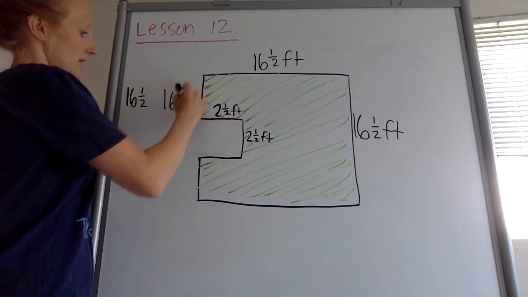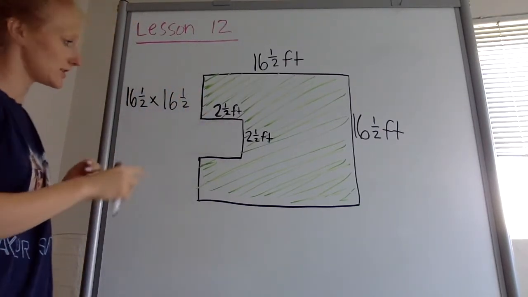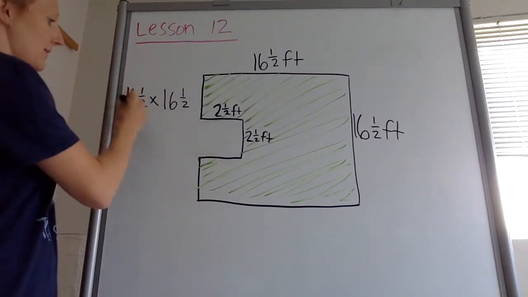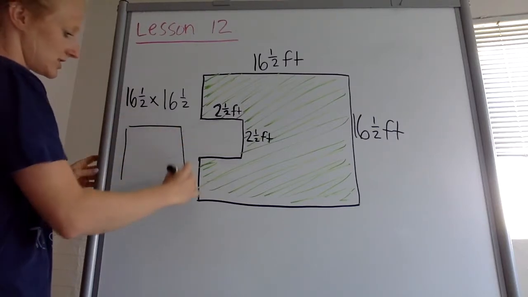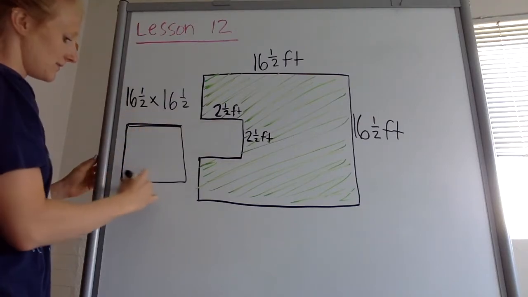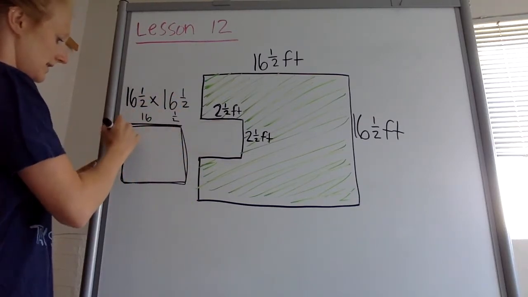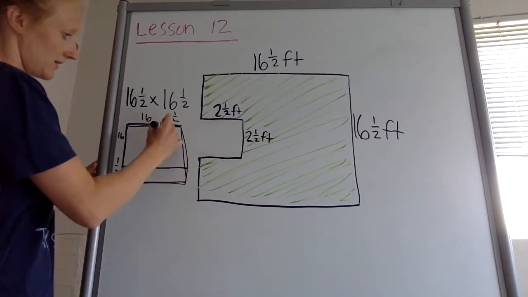So when I do area, I do length times width. So what you have to do is do 16.5 times 16.5. I'm going to separate the whole numbers and the fractions just like I was in my previous area models. So I'm going to do 16.5 and then 16 and a half, and I'm going to kind of separate that out.